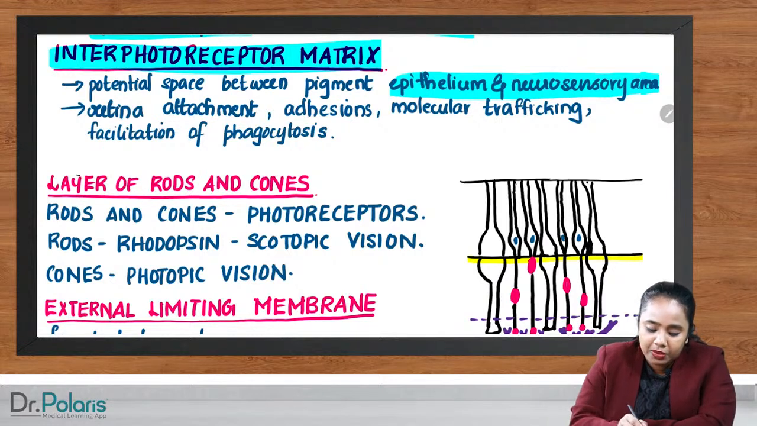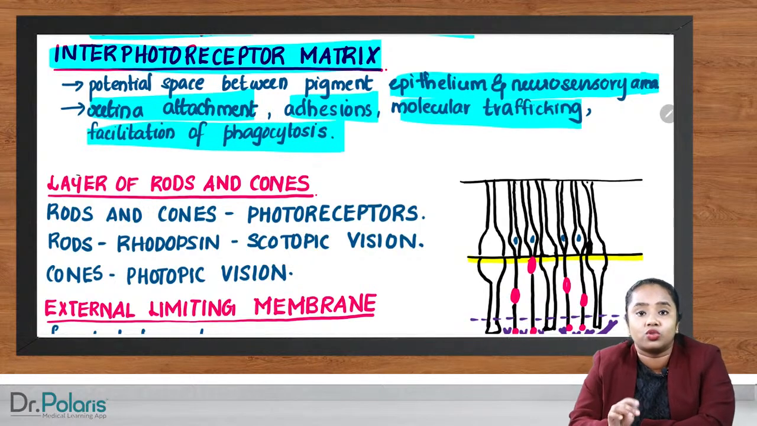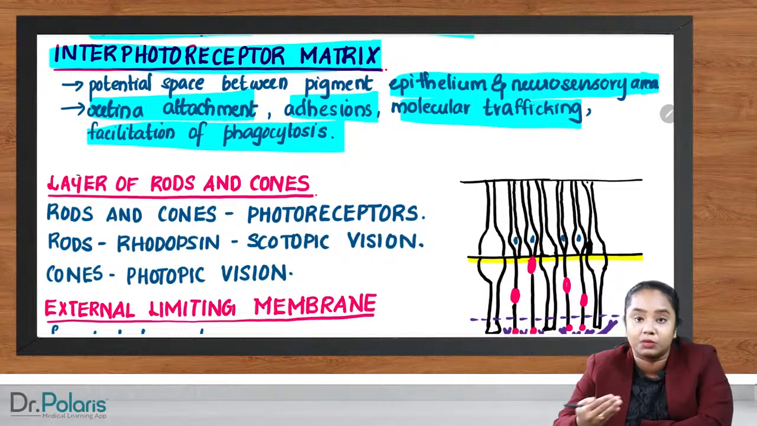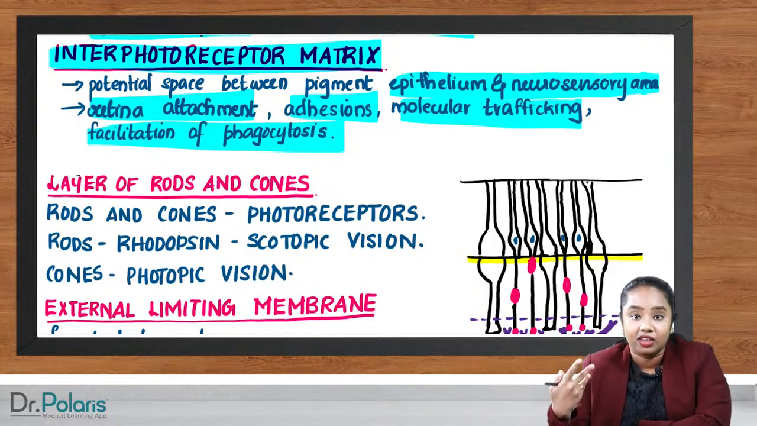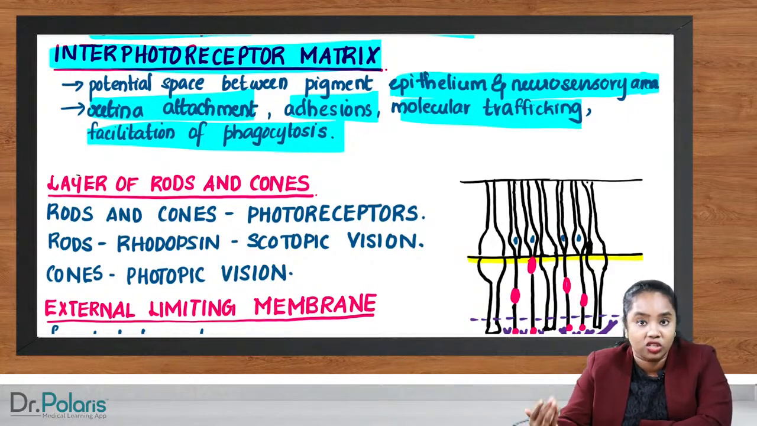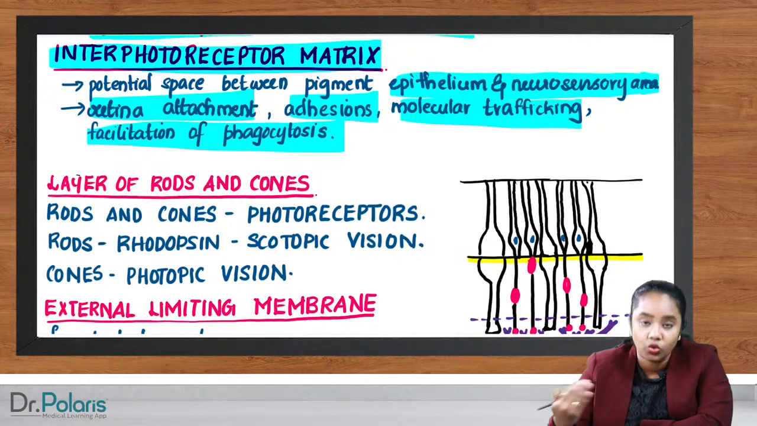Now, what is the purpose here? Retinal attachment, adhesions, molecular trafficking, and the facilitation of phagocytosis all happen in this space. This interphotoreceptor matrix space is the main arena where retinal attachment, adhesions, molecular trafficking and phagocytosis happen. This is not a part of the retinal layers as such, but just understand there is a small potential space between these two areas.